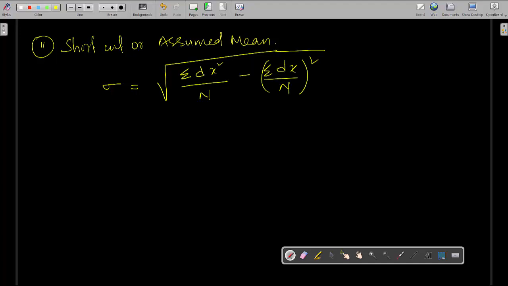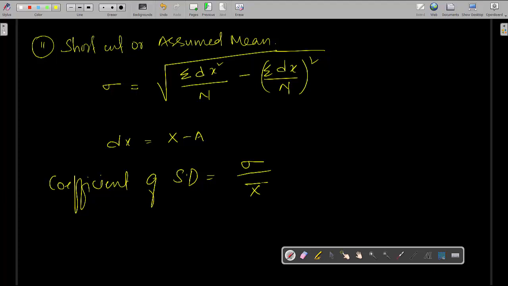Here, the dx value we have to calculate as x minus a. So we first take one value as the assumed mean, then subtract x minus a, and then we find dx. Now if you square it, we get dx squared. Clear? So don't get confused. We're going to solve one by one. The coefficient of standard deviation is again the same for this one, standard deviation divided by mean. So this is again the same thing.